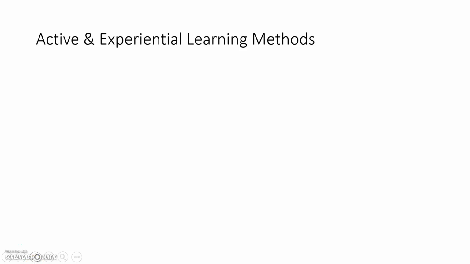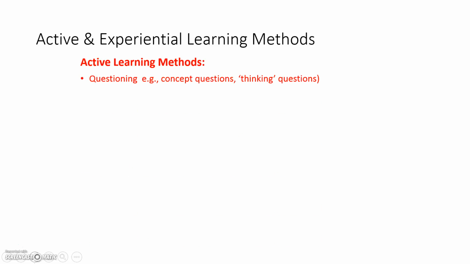Here's a key summary on active and experiential learning methods. Let's take active learning methods first. Essentially, as the term implies, students are going to be more engaged in the learning process than in a traditional lecture context. A key active learning method is questioning, but in particular asking questions that test conceptual understanding. In other words, get students thinking, analysing, making inferences and interpretations, comparing and contrasting, those kind of cognitive operations.